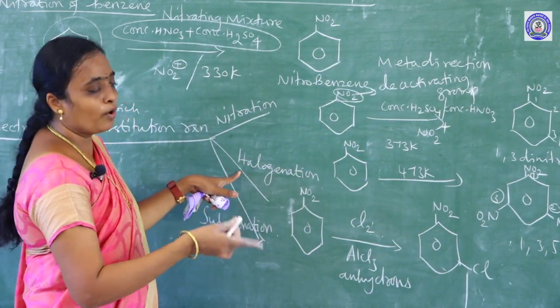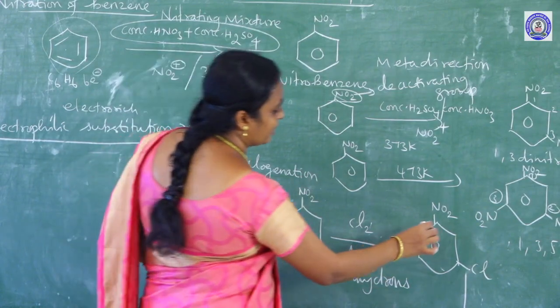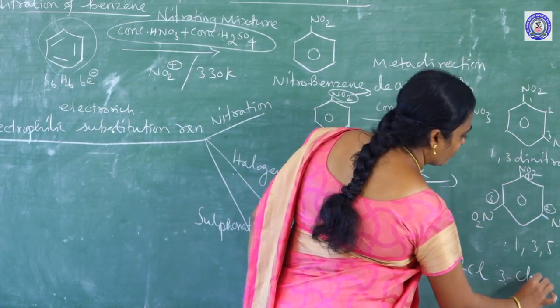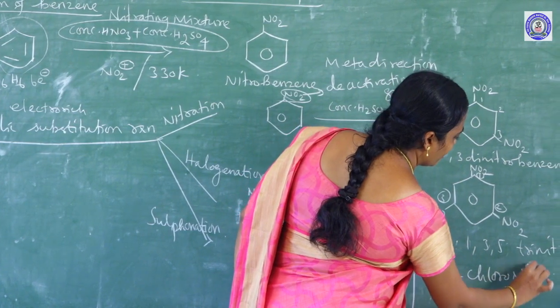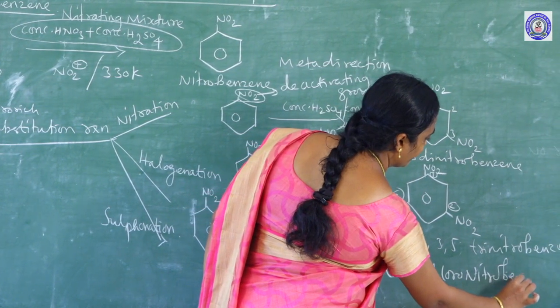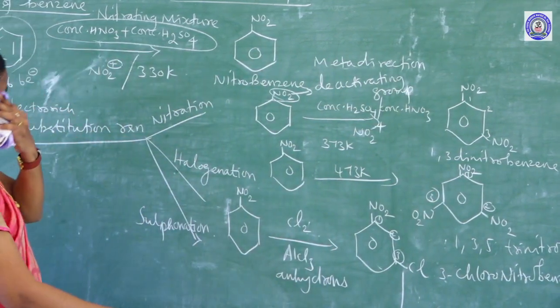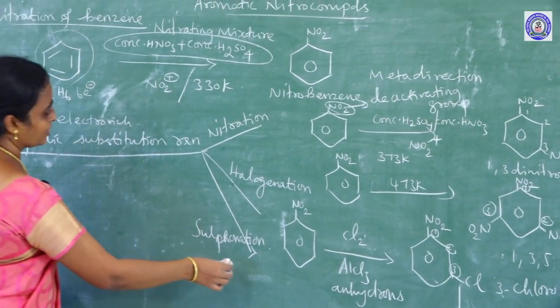So, the name for this compound is 3-chloro-nitrobenzene.